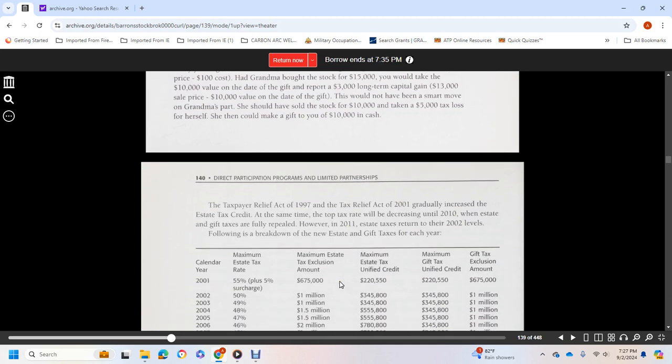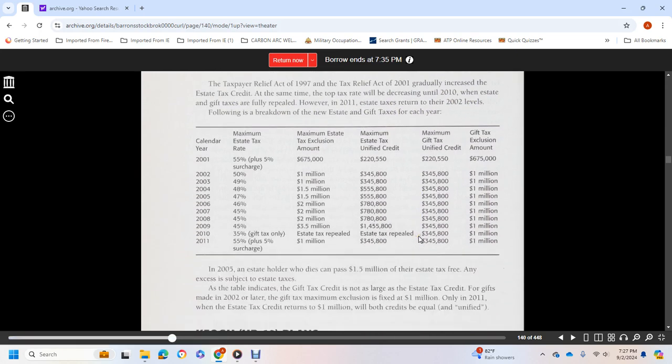The Taxpayer Relief Act of 1997 and the Tax Relief Act of 2001 gradually increased the estate tax credit, while at the same time the tax rate was decreasing until 2010, when the estate and gift tax is fully repealed. However, in 2011, the estate tax returns to its 2002 level. Follow the breakdown in the estate and gift taxes each year.